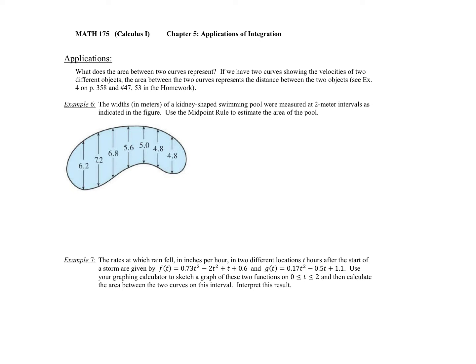Okay, this is example 6 and example 7 from our 5-1 note packet. If you take a look at number 6, we have a kidney-shaped swimming pool. We want to know the area. Please notice that our x goes in intervals of 2 meters. So if you were to calculate this, the total length of our pool would be 16 meters.